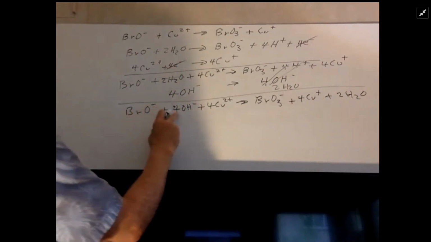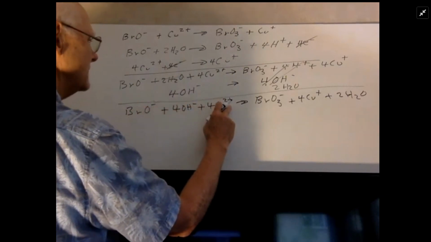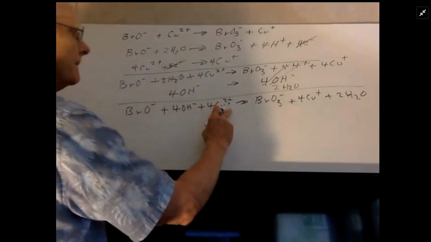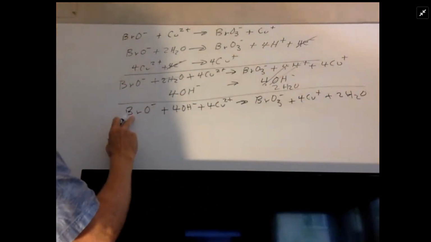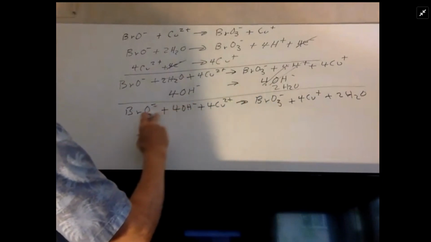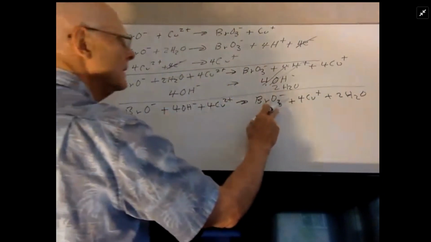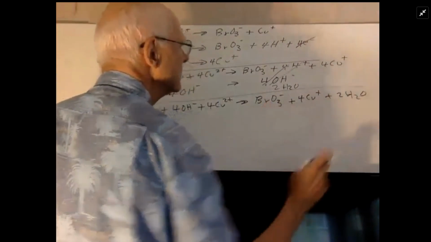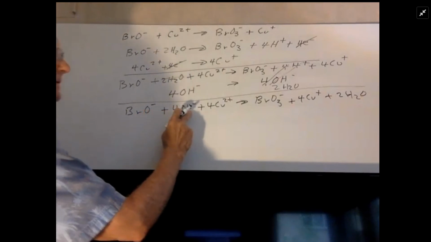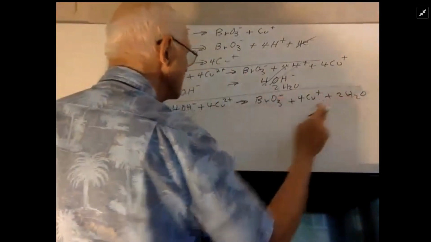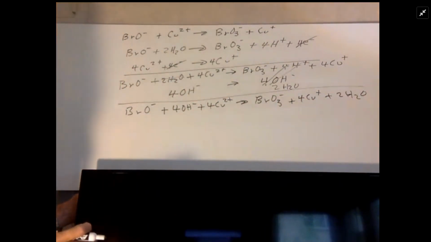So I've got a -4, -5, and a +8, so that's a +3. I've got a -1 and a +4, so that's a +3. 1 Br, 1 Br, 1 plus 4 is 5 oxygens. 3 plus 2 is 5 oxygens. 4 hydrogens, and 2 times 2 is 4 hydrogens, 4 coppers, 4 coppers, so it's balanced.